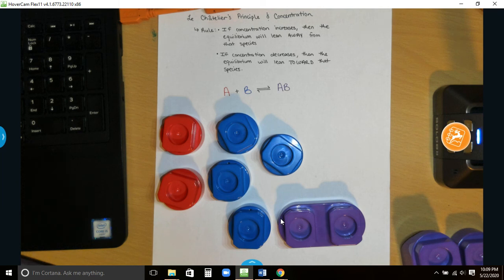Hopefully those helped you understand Le Chatelier's principle a little bit better and what they're talking about when they refer to these rules.